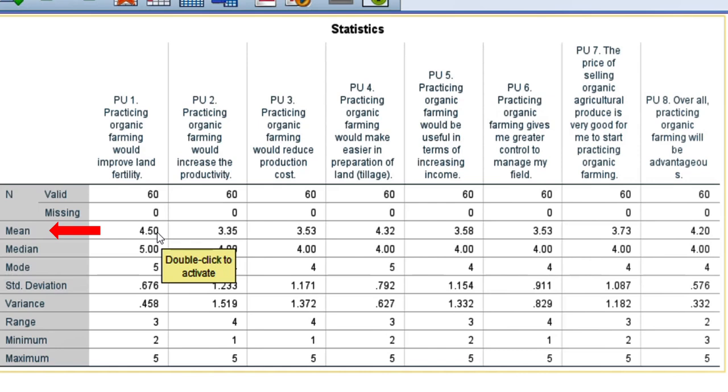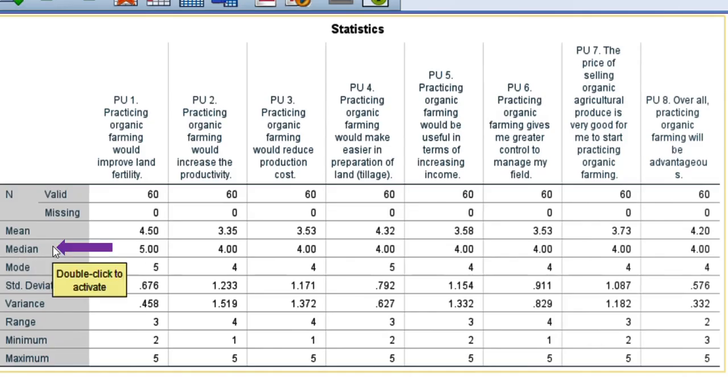Mean uses every observation, it is easy to calculate, and it is used in most statistical tests. On the other hand, there are some limitations. Mean is affected by extreme values and it is not suitable for skewed data.